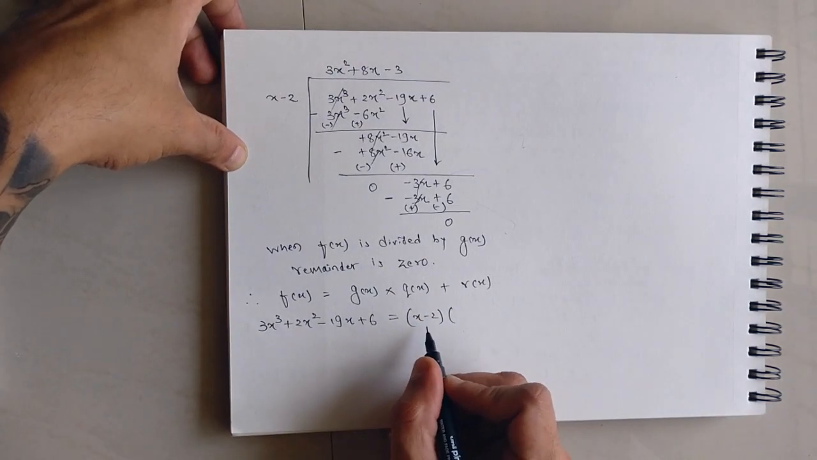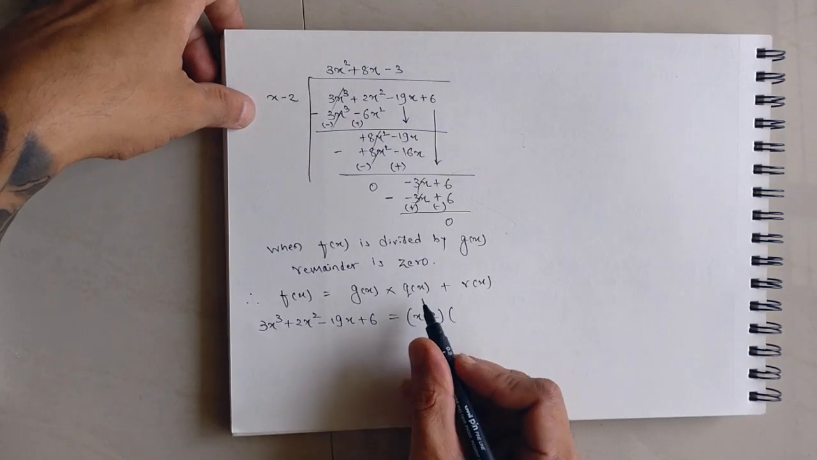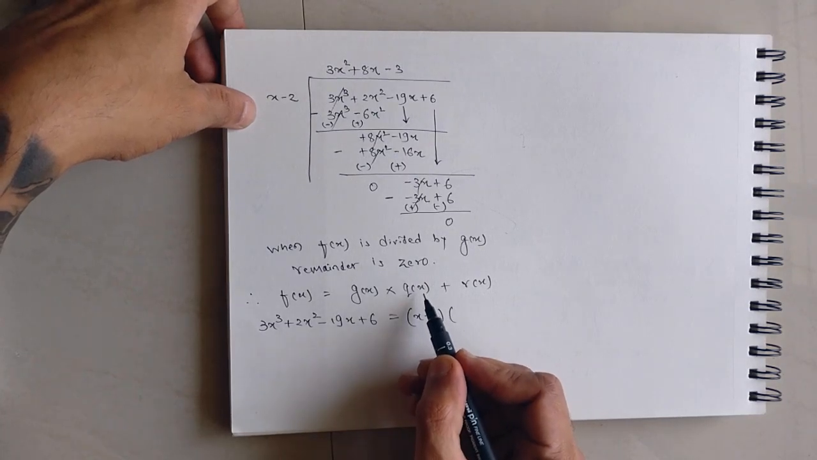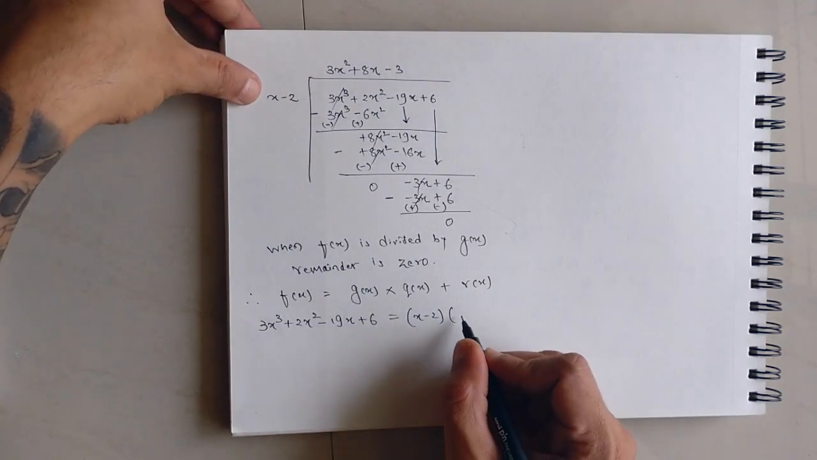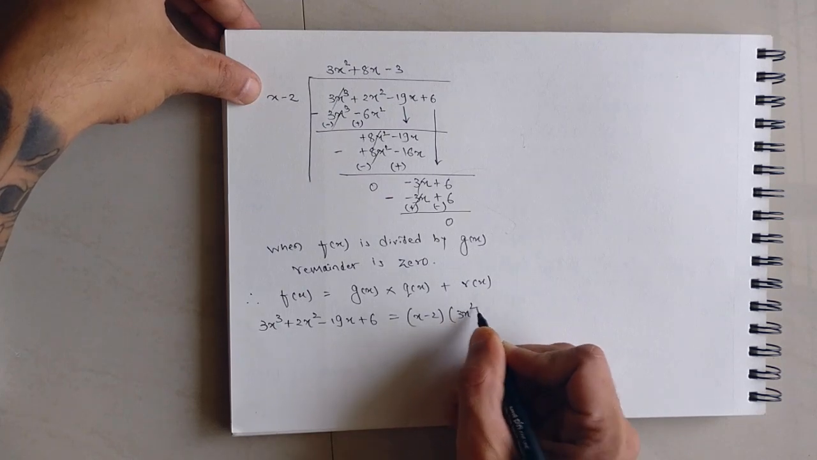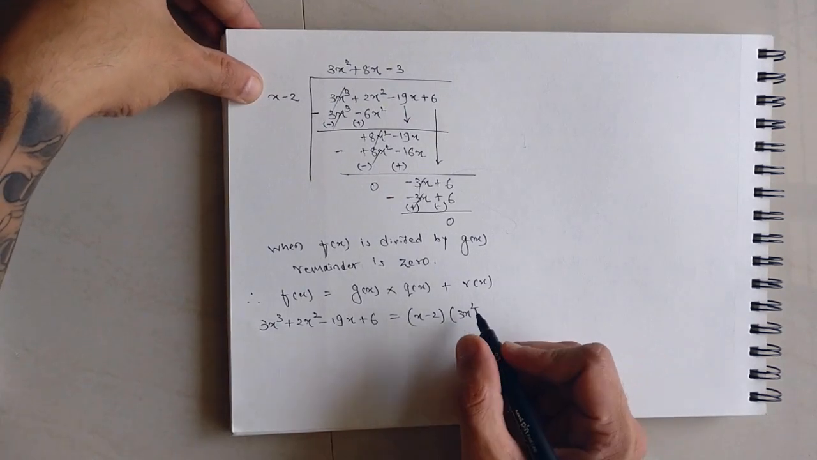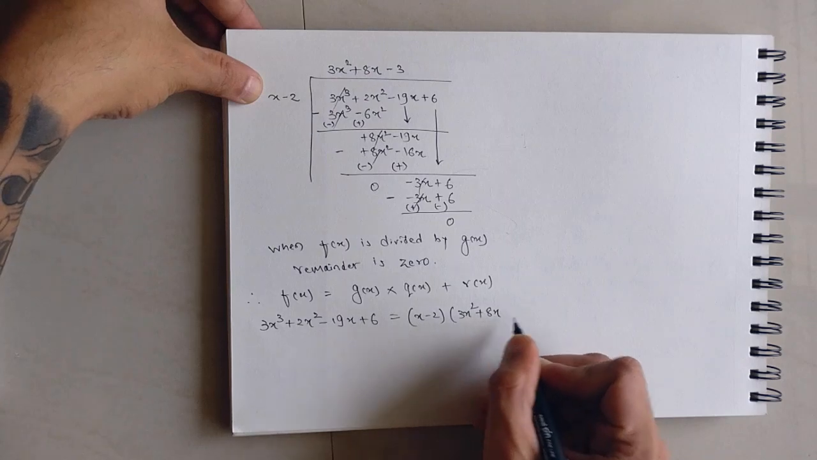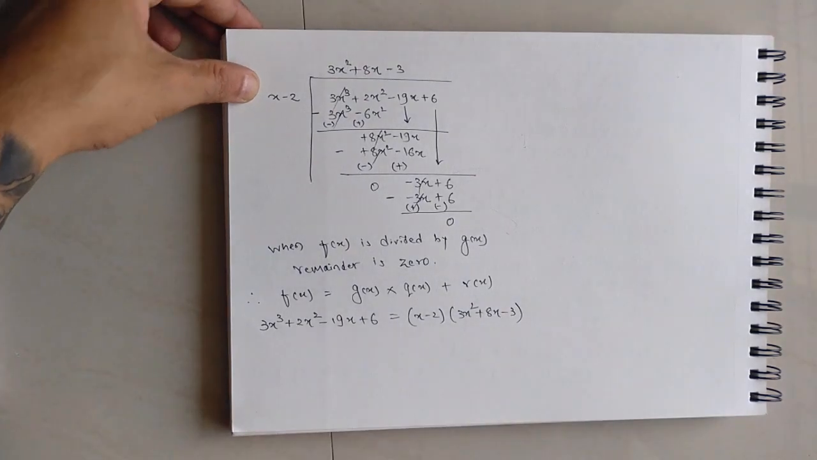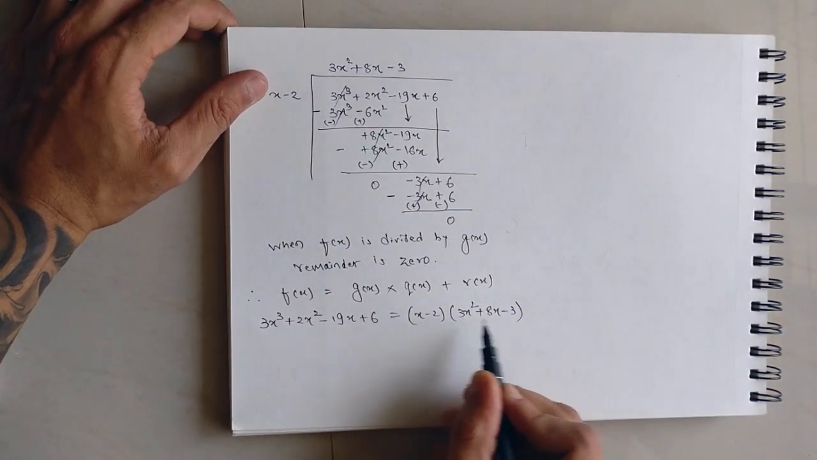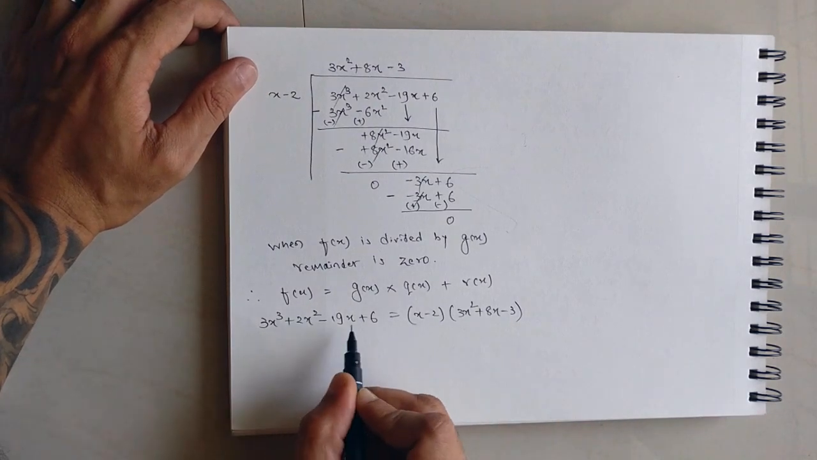Remember how we got x minus 2? By trial and error method. How we got q of x, quotient? By long division, and it is 3x square plus 8x minus 3. So these are the two factors of this cubic polynomial.